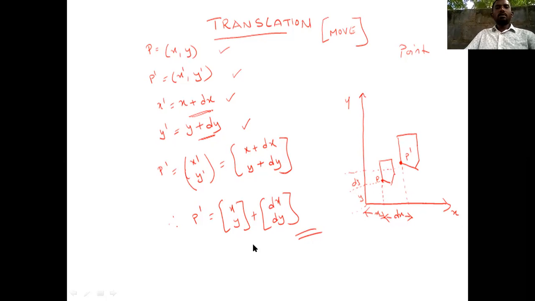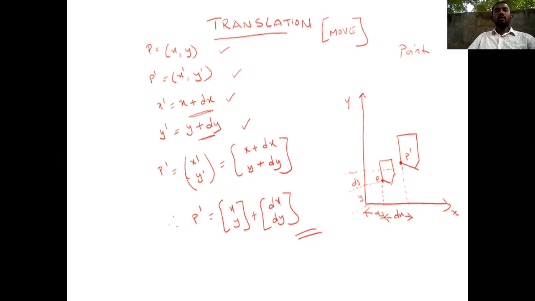So coming to the mathematical expressions. See here, p equals x comma y, initial. So the initial object is p equals x comma y. But p dash is the moved object. So p dash equals x dash comma y dash. Therefore x dash equals x plus dx, the total distance in the x direction, moving from here to here. In the y direction, y dash equals y plus dy. So p dash, the total object, equals x plus dx comma y plus dy. So p dash equals x comma y plus dx comma dy. So it is the translation, the mathematical proof.